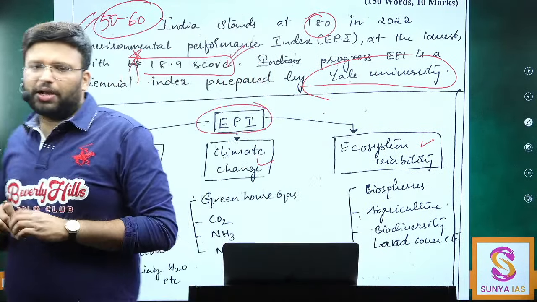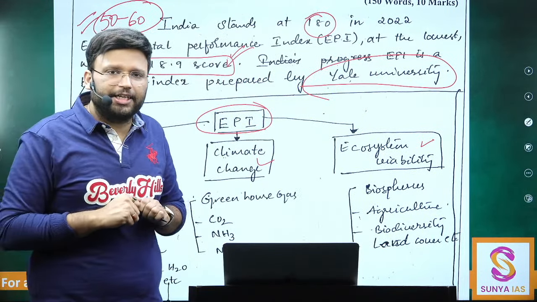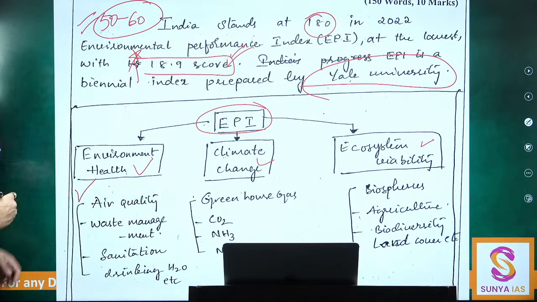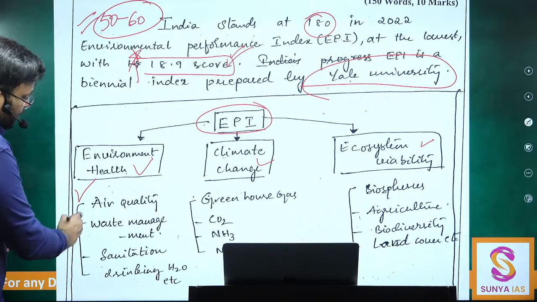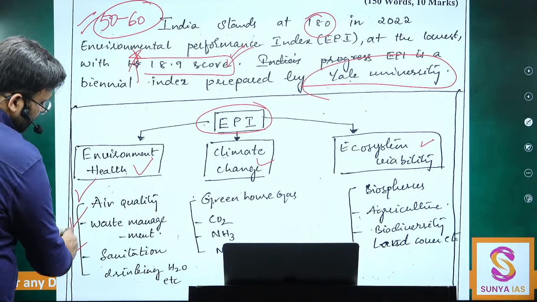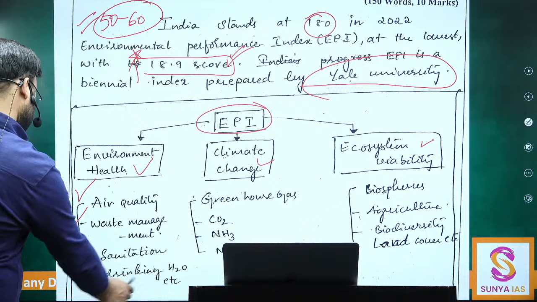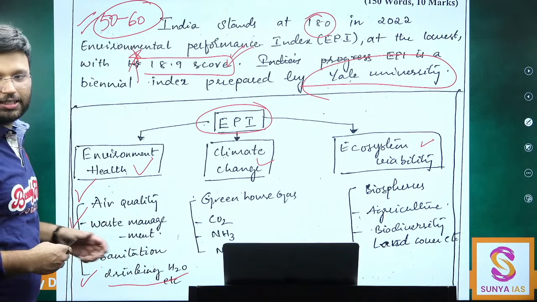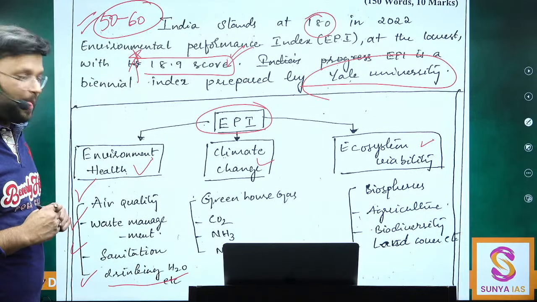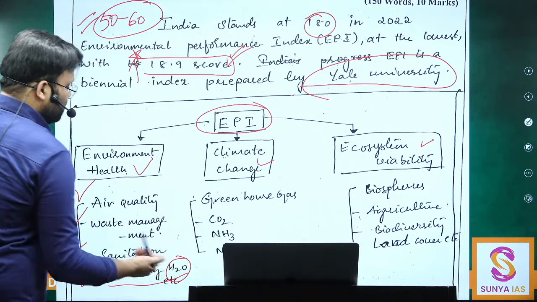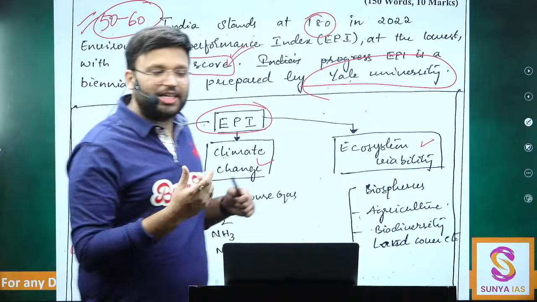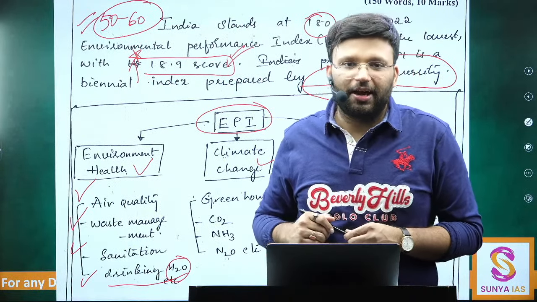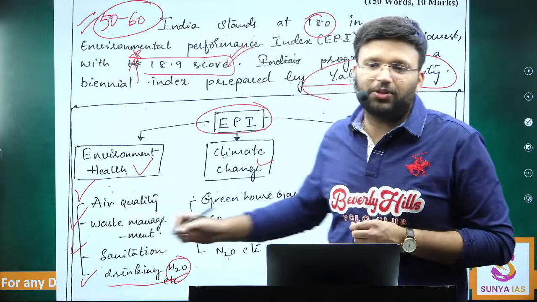Because they know the exact indicators of EPI, that's why they have dealt with how environmental health includes air quality, waste management, sanitation and drinking H2O. Here they could have written drinking water, there was no need for H2O as such. I don't know why they wrote H2O. Now if some social sciences professor is checking your copy and doesn't understand H2O, what will they do?